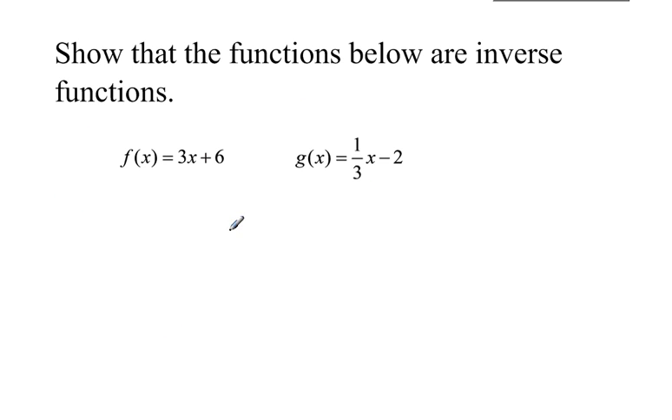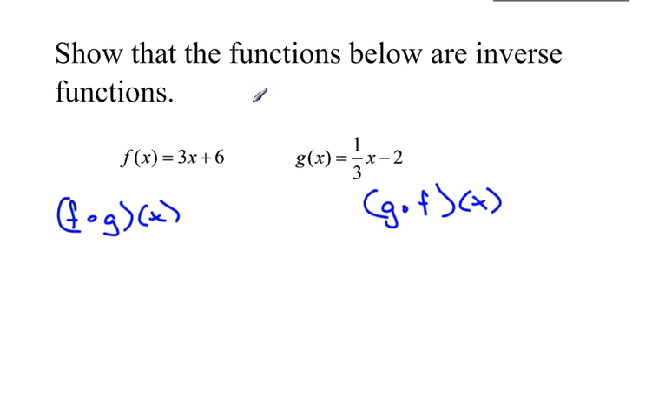All right, so that means that if two functions are inverses, their composition equals x. So let's show that with this. It says show that these functions are inverse functions. So we're going to do f of g of x, and then we're going to over here do g of f of x. And in both cases, the answer must be x. All right, so let's try this out. So in this one, I'm going to have f, and my input is g of x, 1/3 x minus 2. And I'm going to plug that into the f function.